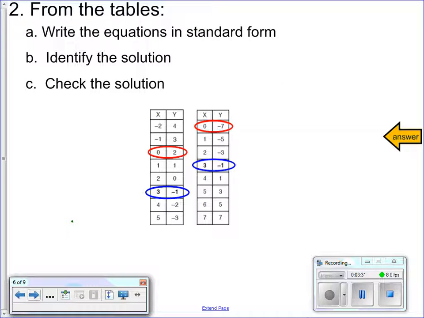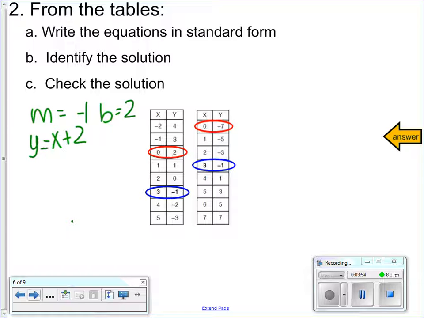All right, from the tables, we're going to write the equations in standard form, identify the solution, and check the solution. So in this first one, the slope is -1, and my y-intercept is 2. So y equals -x plus 2, and to change that, I'm going to add x to both sides. So x plus y equals 2.